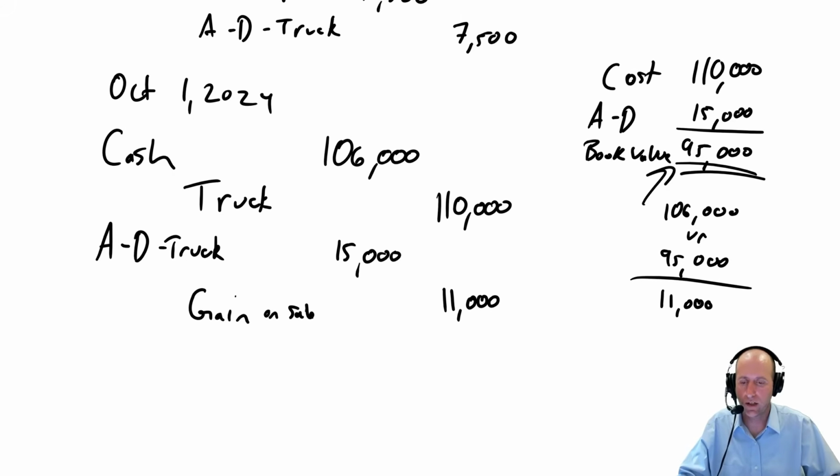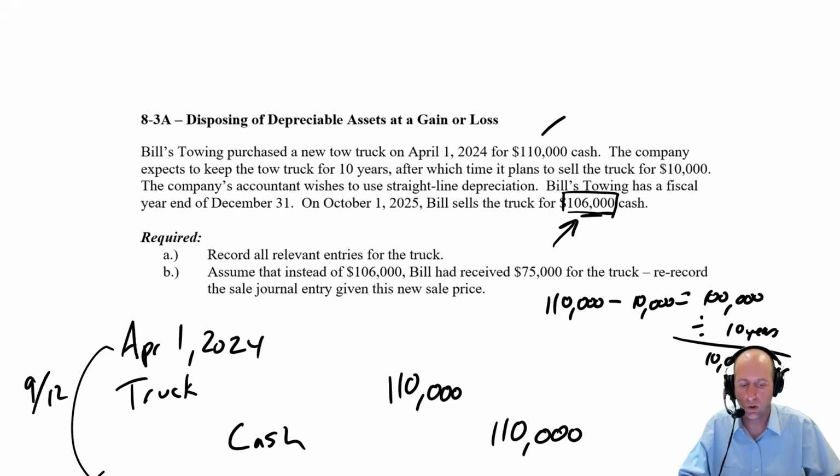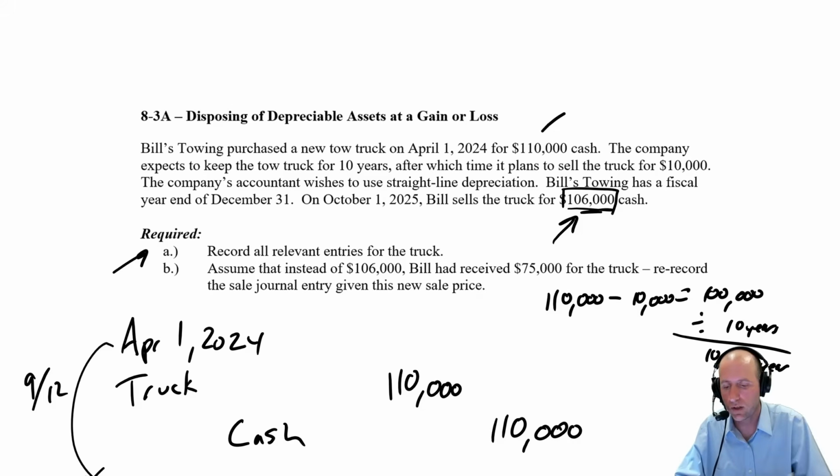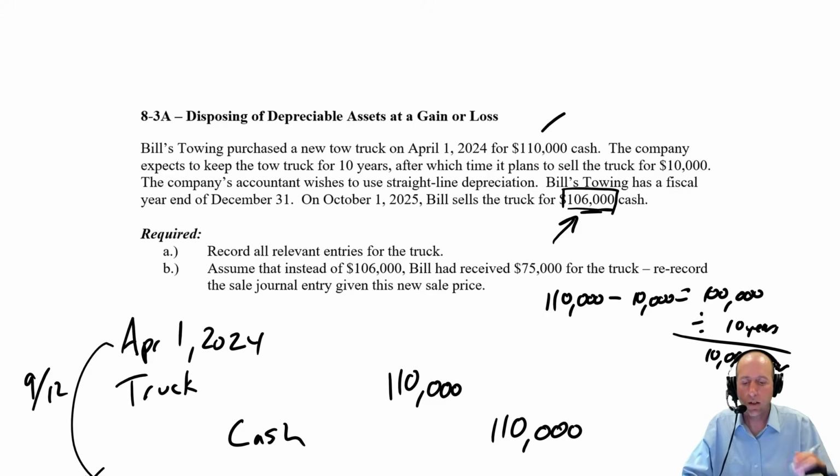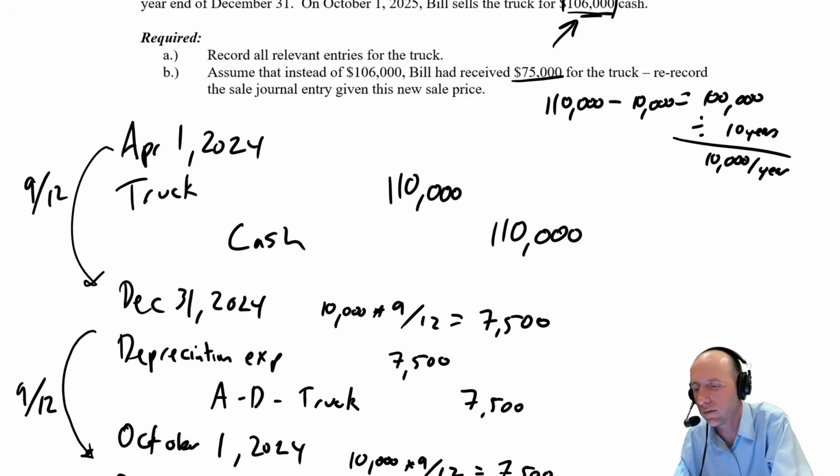And there we have it, ladies and gentlemen. We have answered the first part. We have sold our truck. We've done all the journal entries, all relevant entries for the life of the truck. Now, part B says, let's look at the same transaction and just the last journal entry. Assume that instead of $106,000, Bill received $75,000 for the truck. Re-record the journal entry. I'll do this in different color ink.